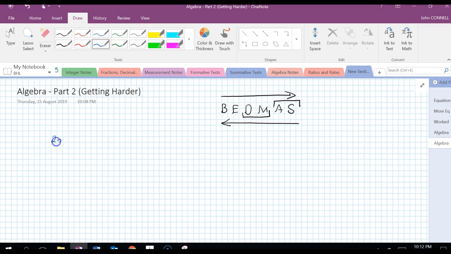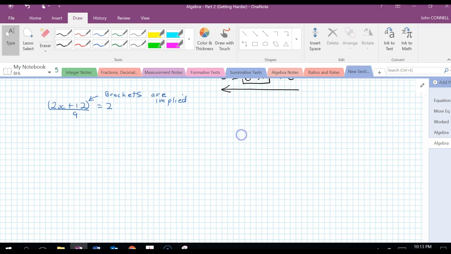So (2x + 12) on 9 is equal to 2 is our first one. Now the key thing with this one is we have to understand that when it's on the top line of a fraction, these brackets here are implied. Because you look at it and you say, well, addition first, so it's 12. But that's not right, because the 12 is inside the brackets. So brackets are implied, which means that we're going to be dividing by 9 first. That's our first thing that we have to do to break it down.